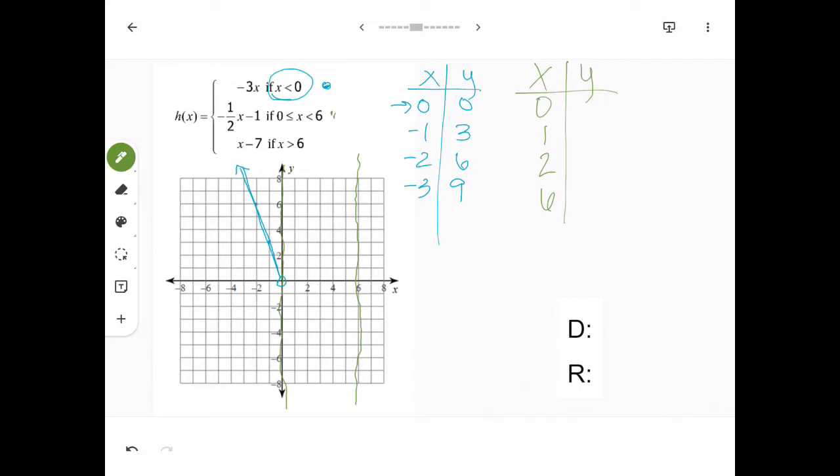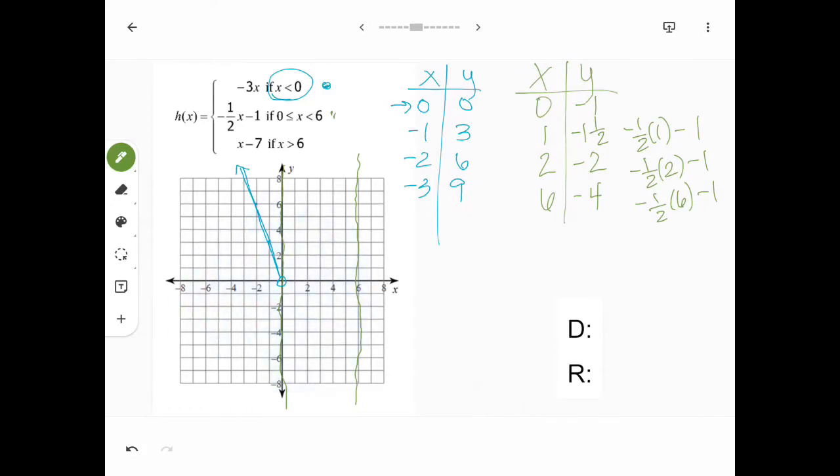With this one, when I plug in 0, I get -1/2 times 0, which is 0, minus 1 is -1. On 1, I'm going to do -1/2 times 1 minus 1. That's going to give me -1.5. On 2, I'm going to do -1/2 times 2 is -1, minus 1 is -2. And when I plug in 6, -1/2 times 6 is -3, minus 1 is -4. And you can plug in more points as you need.